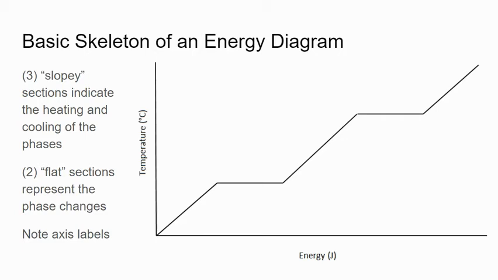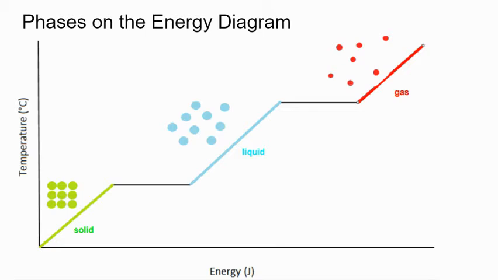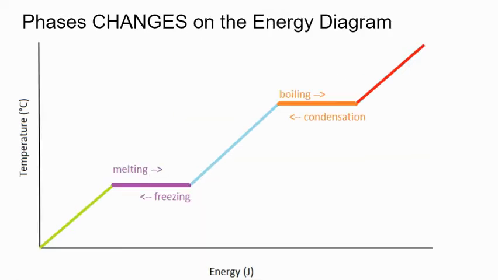Now that you have learned about the basic structure of an energy diagram, its axes, so energy in joules on the x-axis, temperature in Celsius or Kelvin on the y-axis, you've learned that the slopey sections are where the temperature changes occur, so your solids, liquids, and gases are being heated and cooled on those slopey sections, depending on whether you're adding energy or removing energy from the system. You've also learned about the different phase changes that can occur on the energy diagram. This occurs on the flat sections.